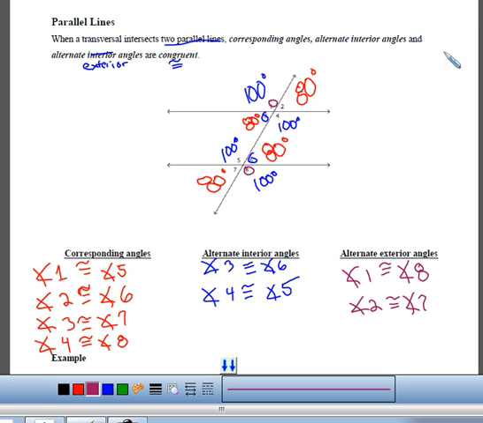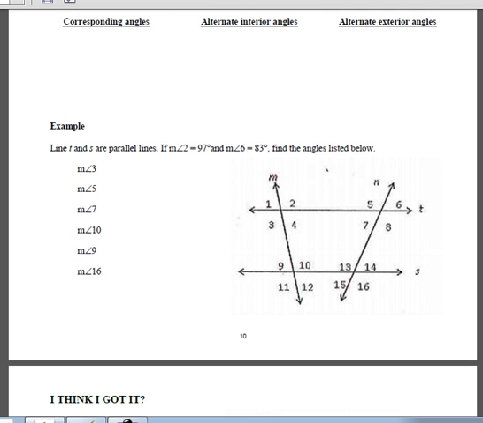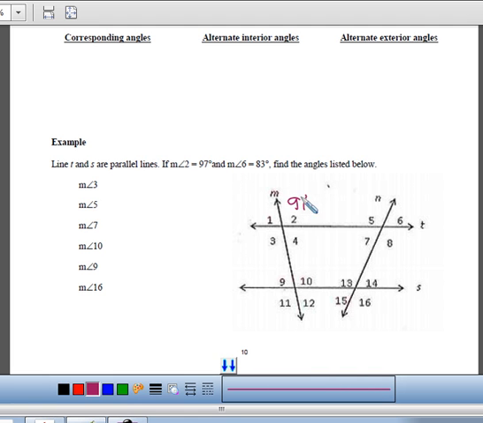All right. We have one more task at the bottom. We've got all these angles, and they tell us that the measure of angle 2 is 97 degrees, and that the measure of angle 6 is 83 degrees. And they're saying we can find all these other angles here. Well, let me talk about a couple things. Lines T and S are parallel to each other. M is a transversal, N is also a transversal.